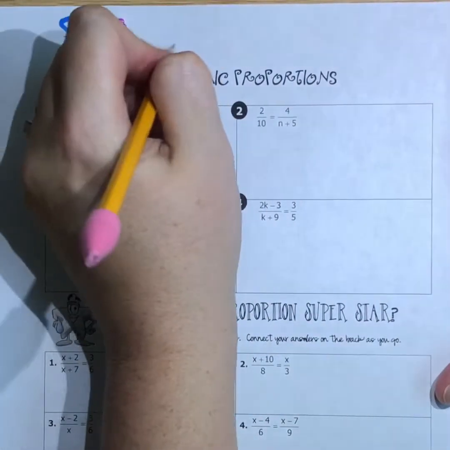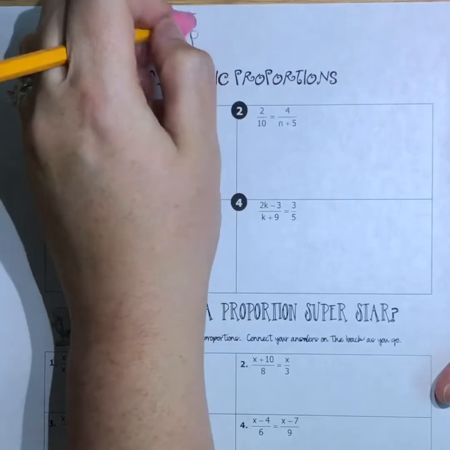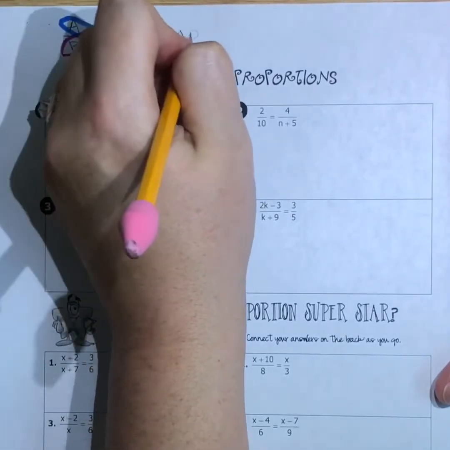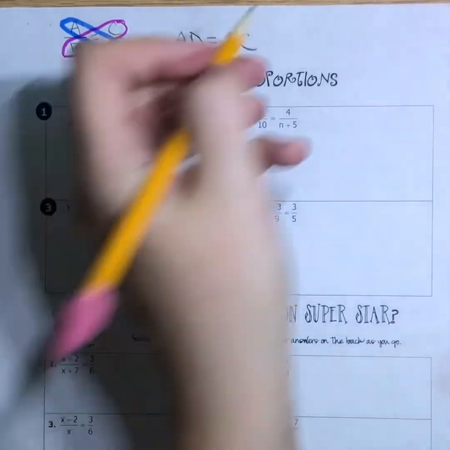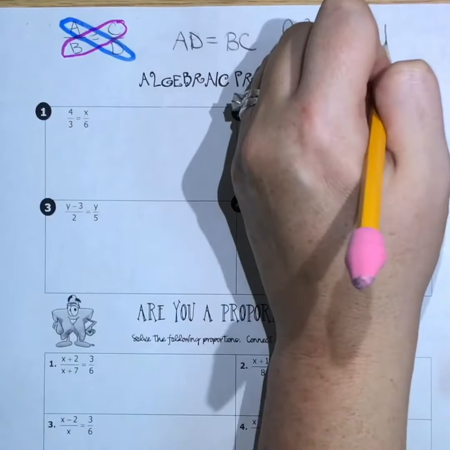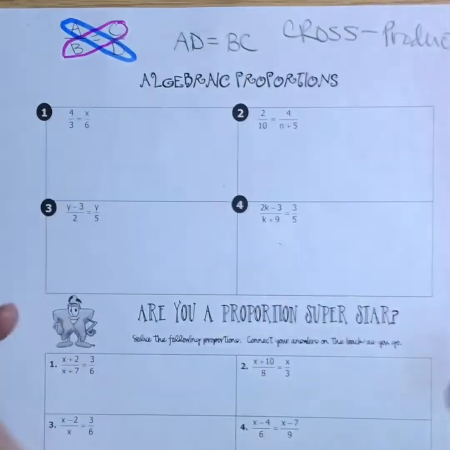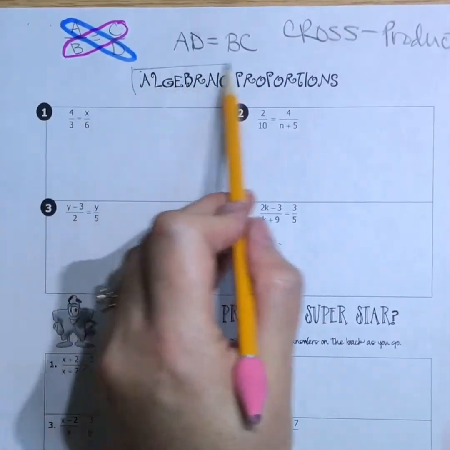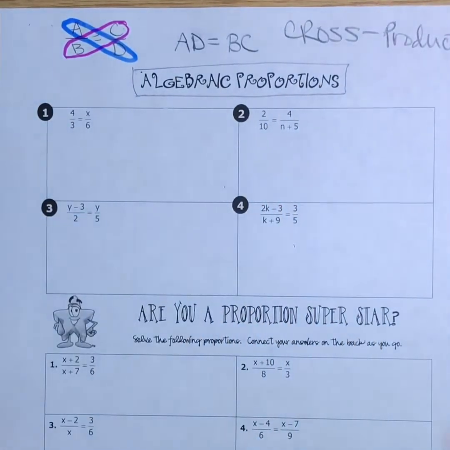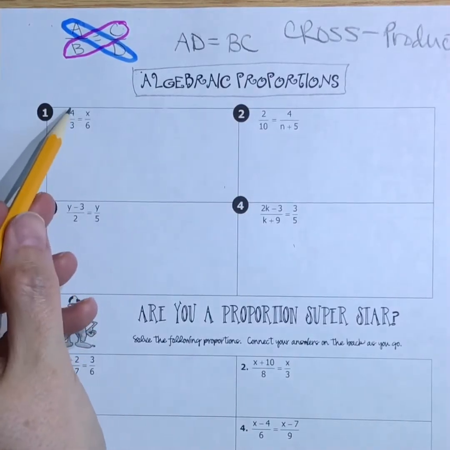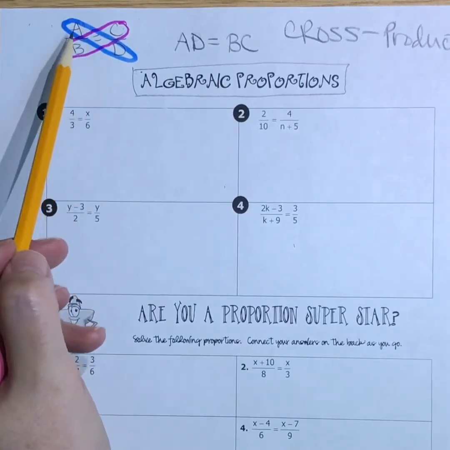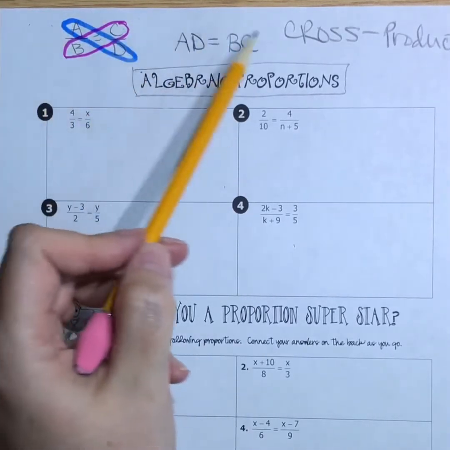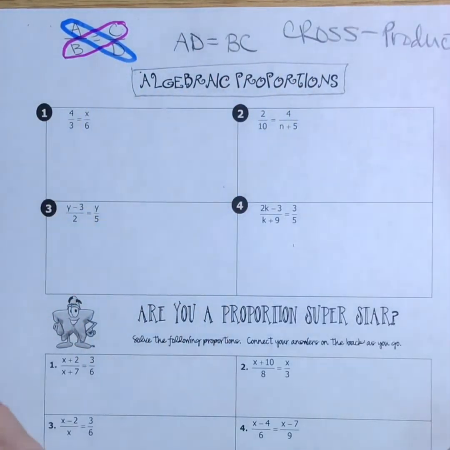So A times D, we know AD, equals B times C, BC. Okay, so if you remember how to do a cross product, then you can do the same thing with your proportions, okay? Now, I'll show you two ways to do this problem. And the two ways, I'm going to do the long way first, and then I'm going to show you how the long way is the same as using this cross product shortcut.